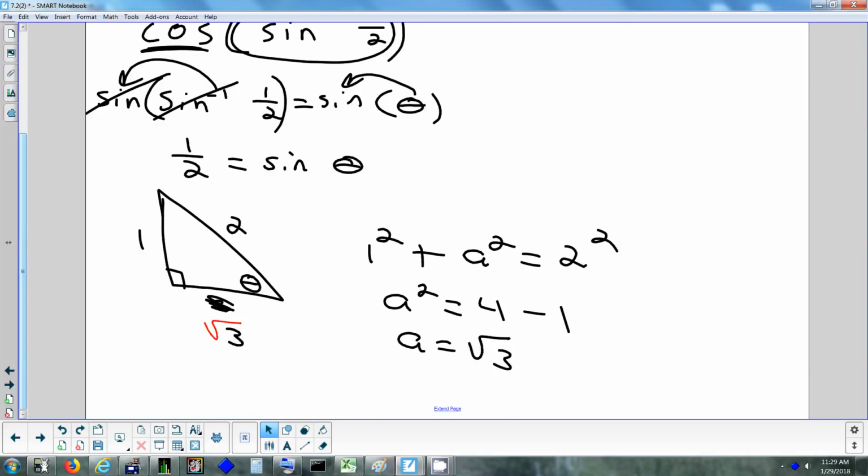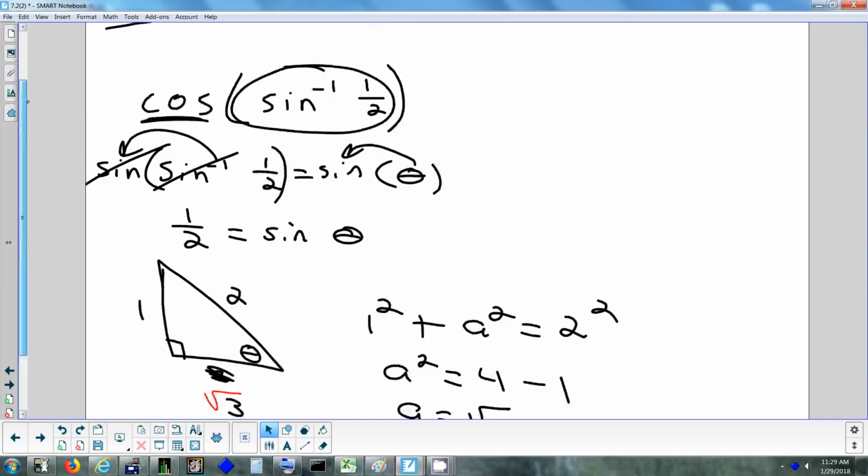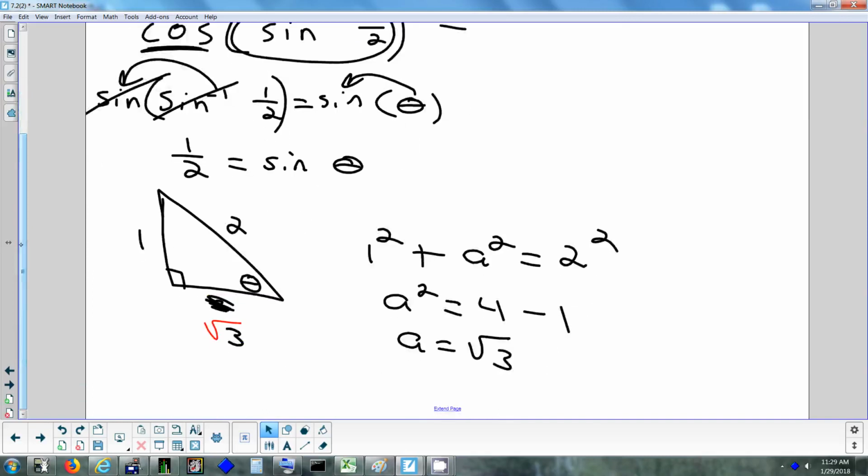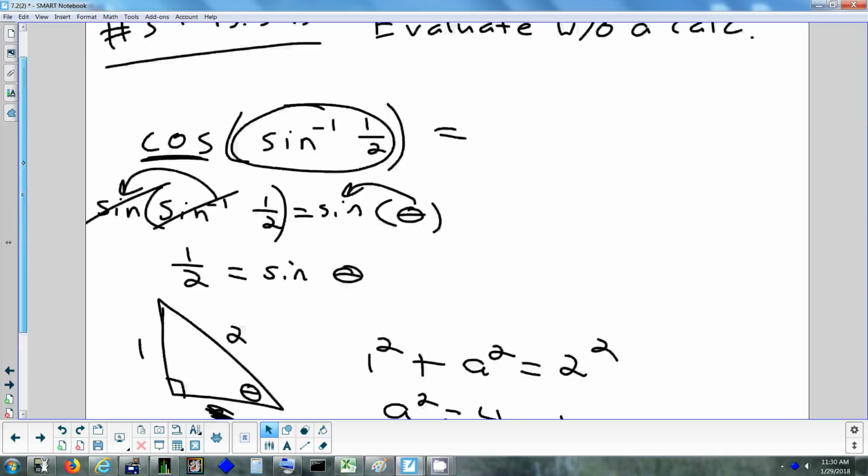Okay, so now let's figure out the cosine of our diagram. Hannah, can you tell me what's the adjacent side here? Just the square root of 3. And we're going to divide by the hypotenuse, 2. So the answer is square root 3 over 2. I'll take it.